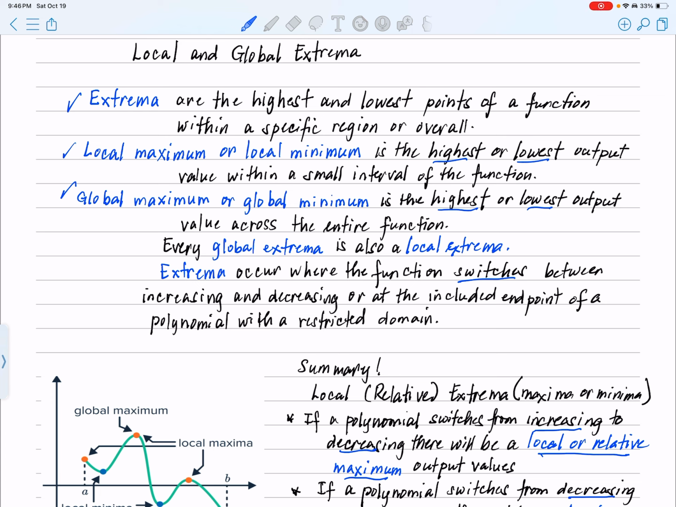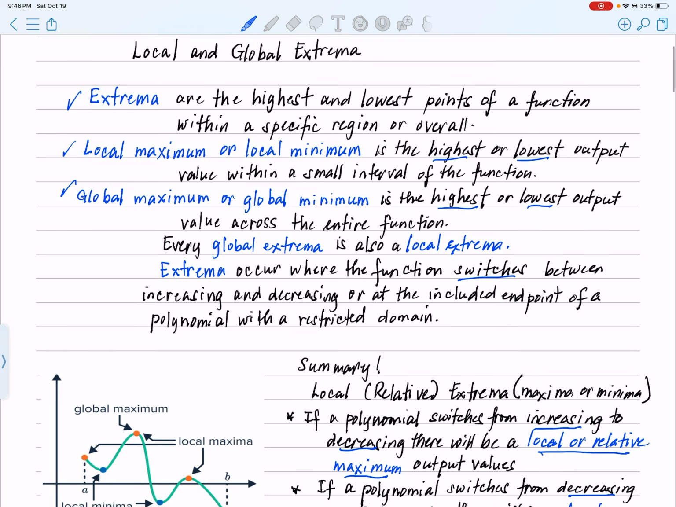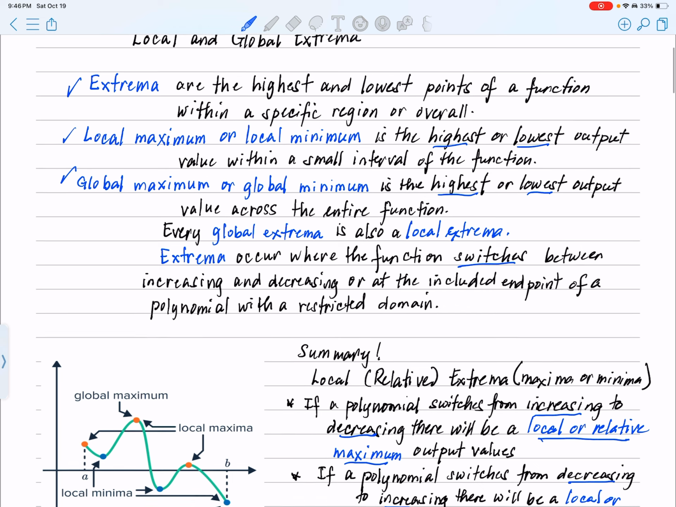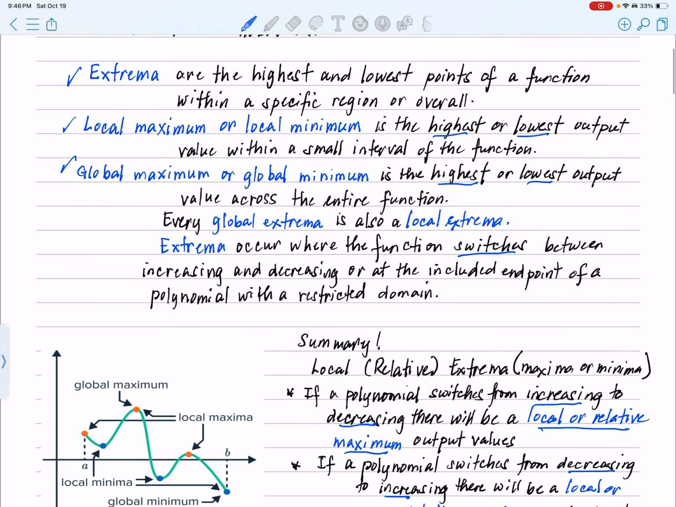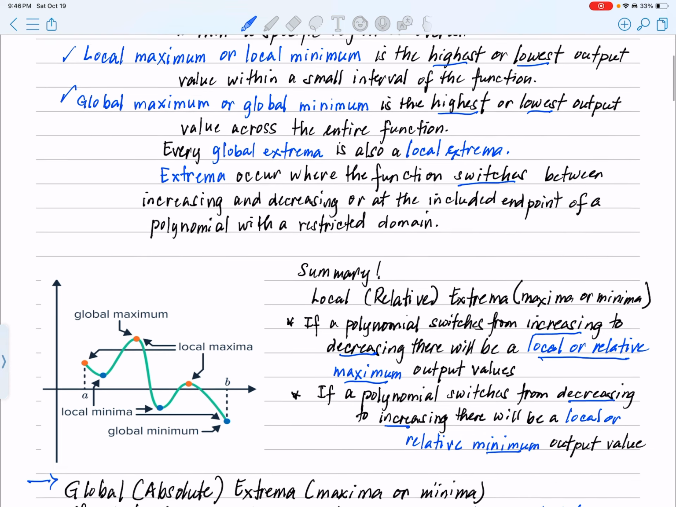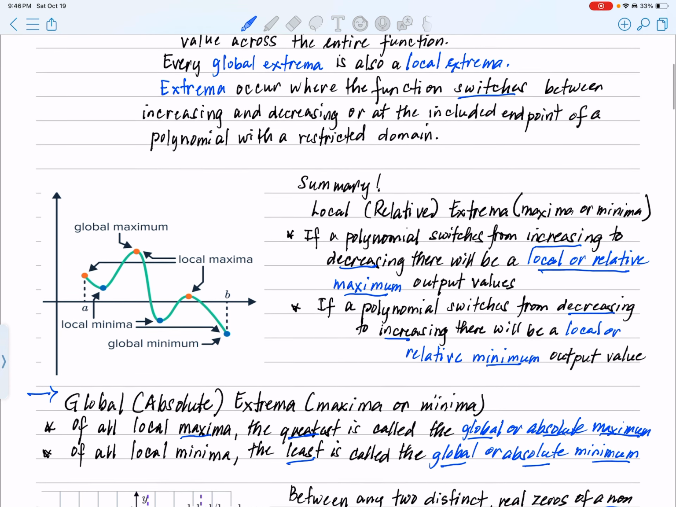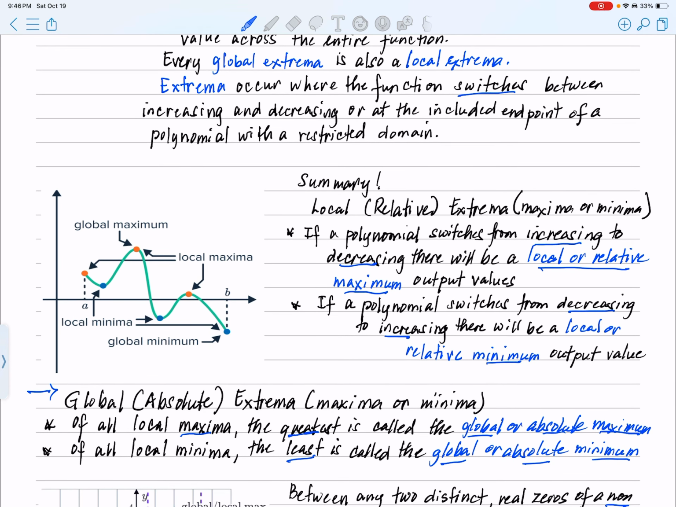Extrema occur when the function switches between increasing and decreasing, or at the included endpoint of a polynomial with a restricted domain. Let's summarize this definition and see how it looks within a graph. Local, sometimes the term is relative. Extrema means it could be a maxima or a minima. Minima, maxima if you have only one point, or minimum, maximum if you have several points.